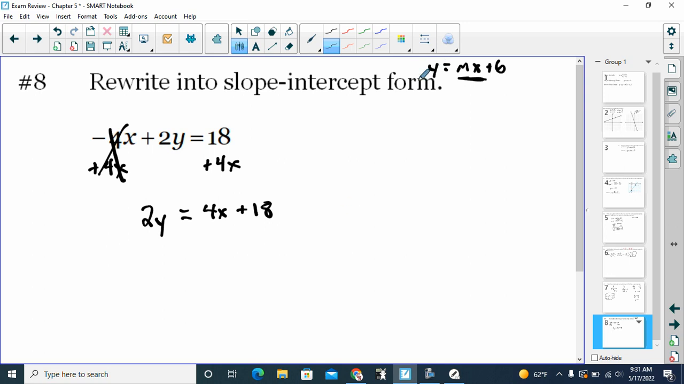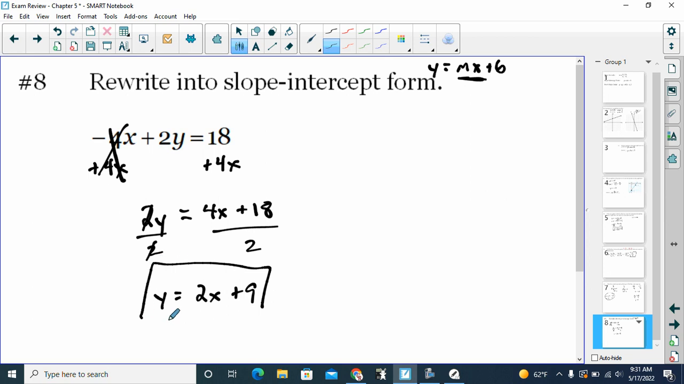Remember, we're trying to get y by itself. I've got 2 times y. I can get y by itself by dividing both sides by 2. When you divide, you need to distribute the division just like you distribute multiplication. So I need to do 4x divided by 2 is 2x, and 18 divided by 2 is positive 9. y equals 2x plus 9.